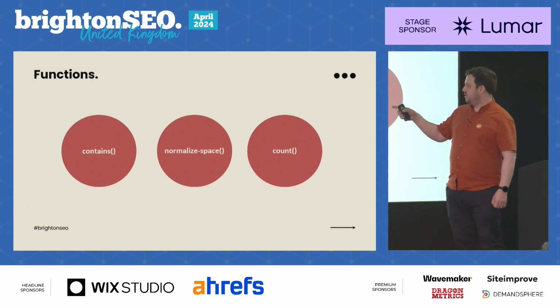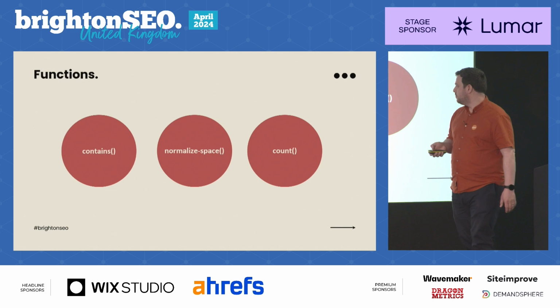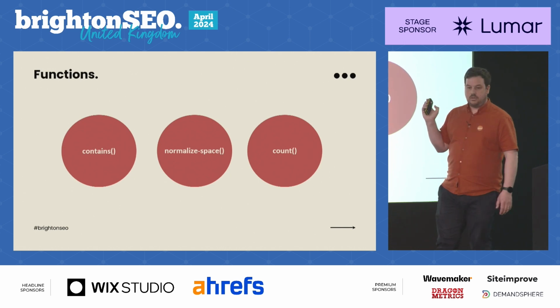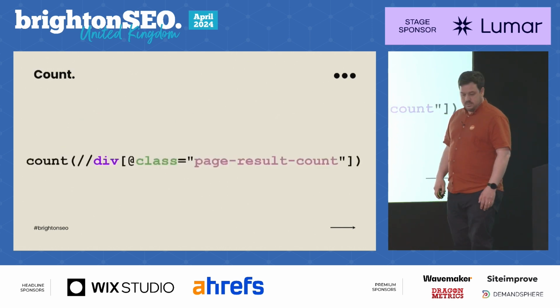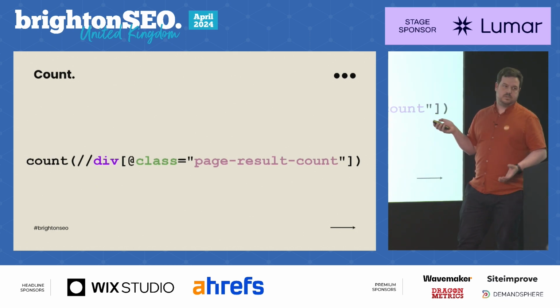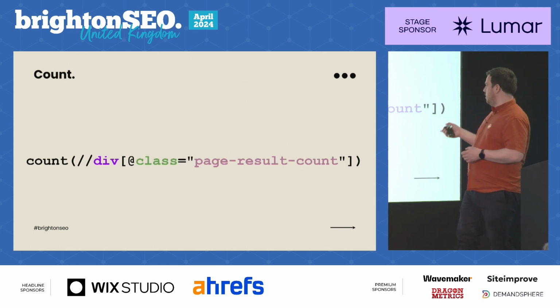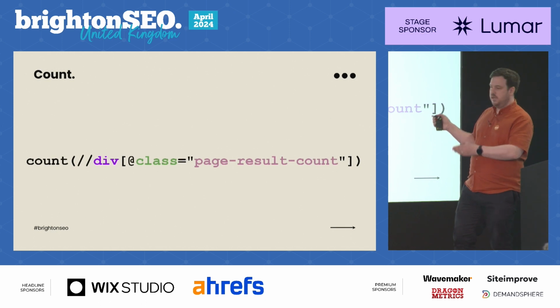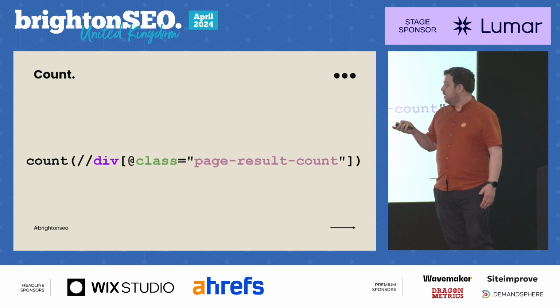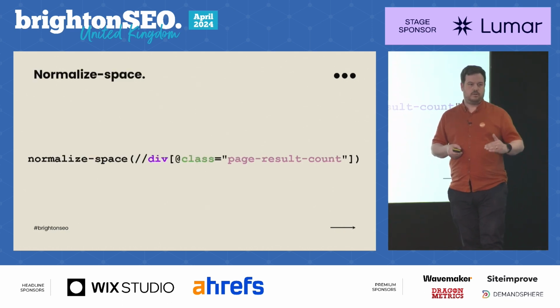Now we can have a look at some functions. We've already had a look at the contains function before, which is what I used for the phrase match example. So let's have a look at a couple more. Here we've got count, and count does basically what it says on the tin. If you want to know how many times some HTML appears on your site, you can get your XPath for that HTML, put count in front of it and wrap it in brackets. Simple as that. And in your custom extraction report, it'll just generate a list of numbers.